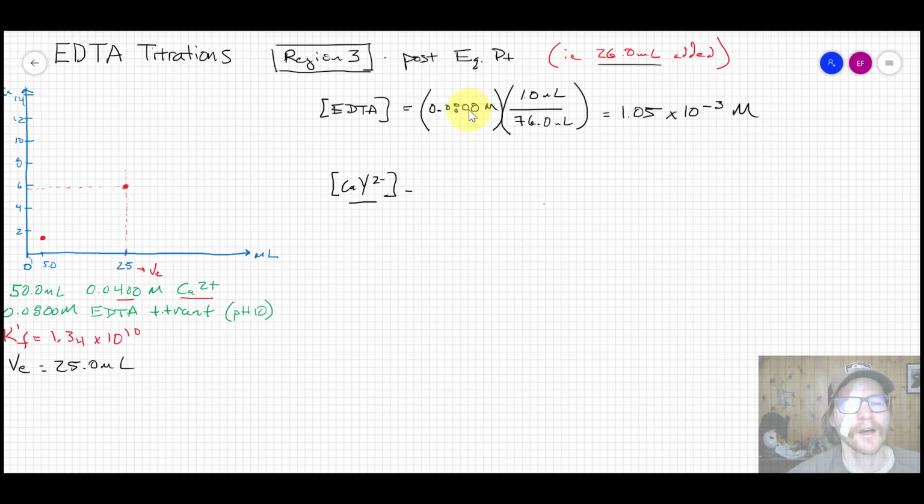And so at this point, what we can do is compute what the concentration of CaY2- is in this new volume. So essentially what we're doing is taking the formal concentration of calcium, saying, well, it's all now converted into CaY2-, but we've got a new volume. So we'll compute that. The assumption here, the approximation, is that none of the CaY2- breaks apart.